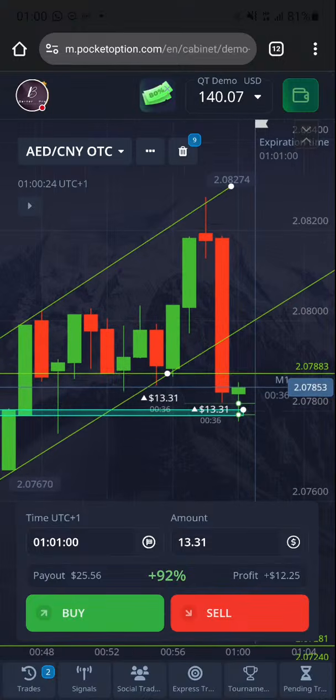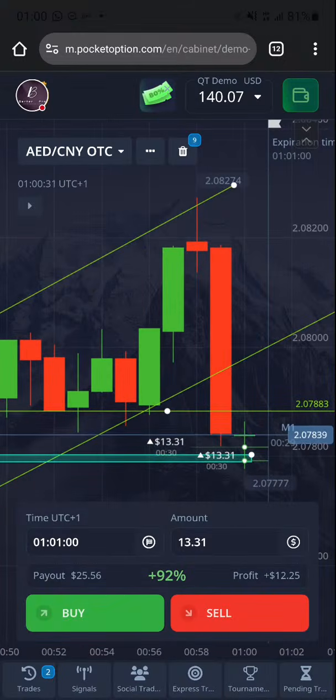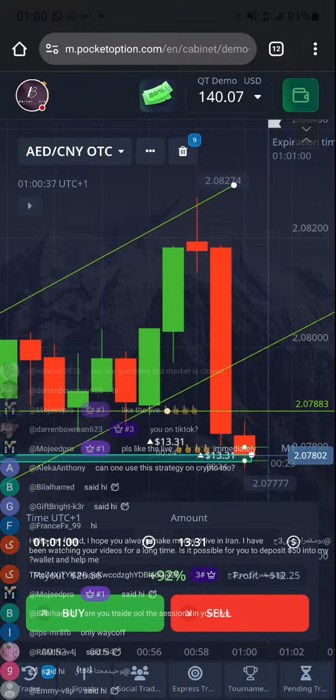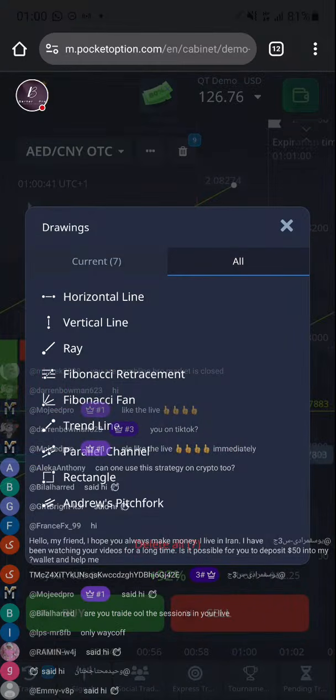I'm expecting the buyers to come in here because this area is a demand area down here. We have an evening star pattern, and we have an exhaustion candle. We have thought breakouts. You understand? So I'm expecting a green candle here.